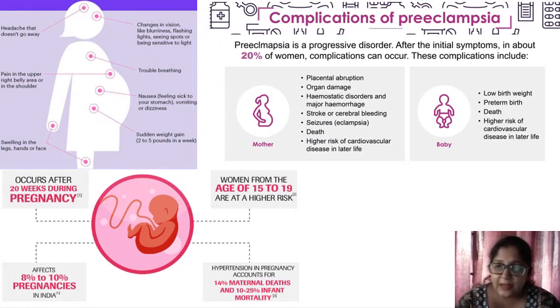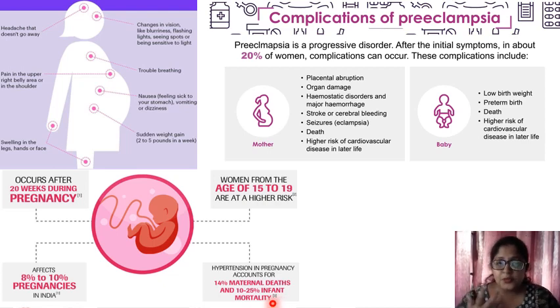Now the preeclampsia that I was talking about. What is it? It is a progressive disorder. Basically, it generally occurs after 20 weeks during pregnancy. It is seen that 8 to 10% of pregnancies in India are affected by preeclampsia. Mainly, hypertension in pregnancy is this preeclampsia condition, that is pregnancy-induced hypertension, which is the cause of 14% of maternal deaths and 10 to 25% of infant mortality.